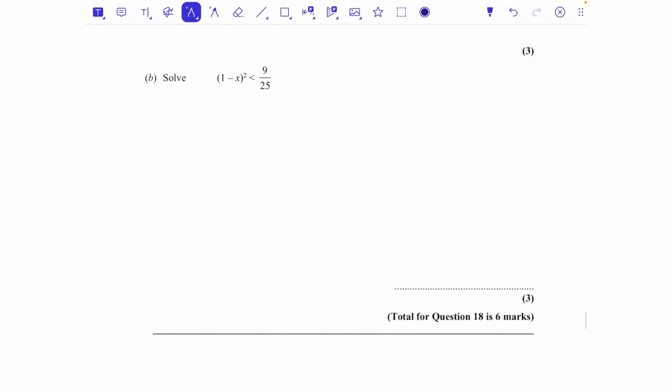Part B, and we've got a quadratic on the left, needs to be less than 9 over 25. Quite tricky this. Now there's a couple of different ways you could do this. I'm going to expand this out. So 1 minus x squared is 1 minus x times 1 minus x, which is 1 minus x minus another x, add x squared. So that expands out to be that. It needs to be less than 9 over 25. Now, turning this round, x squared minus 2x, add 1 is less than 9 over 25.